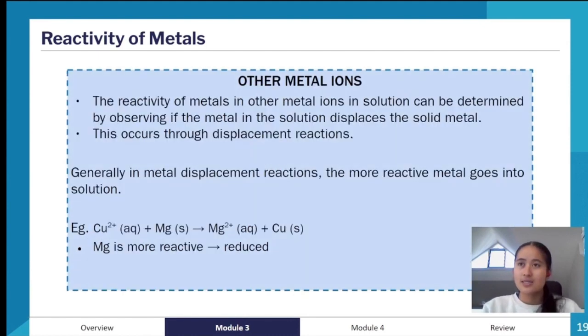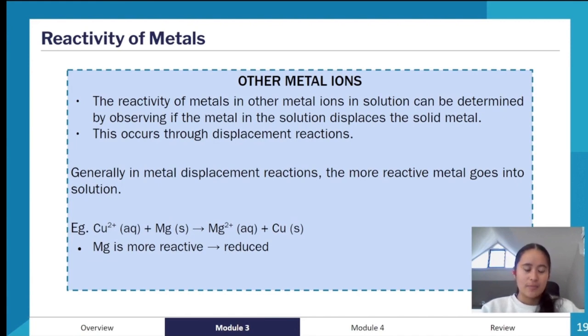So another thing is the reaction of metals with other metal ions. It can be determined by observing if the metal in the solution displaces the solid metal, so a metal displacement reaction. The more reactive metal goes into solution generally.